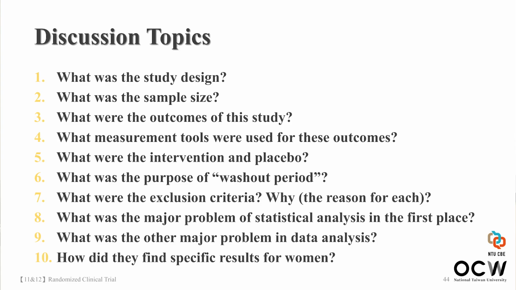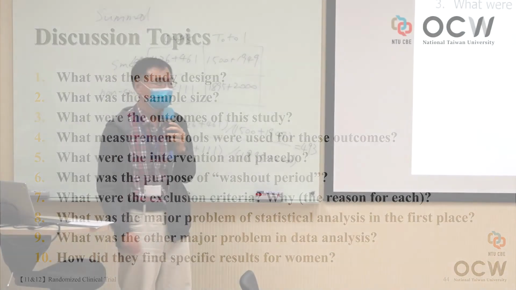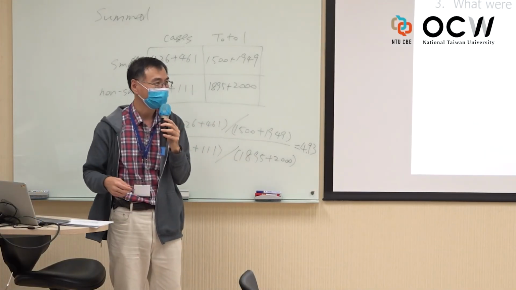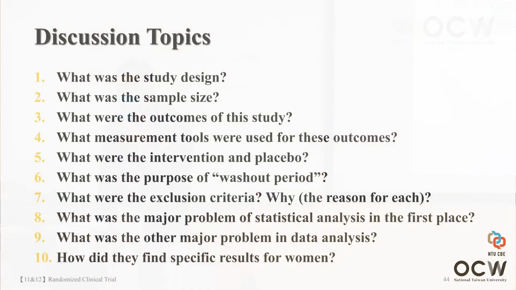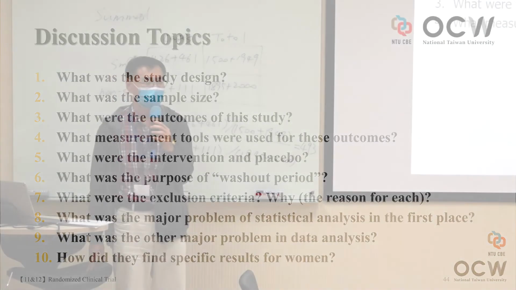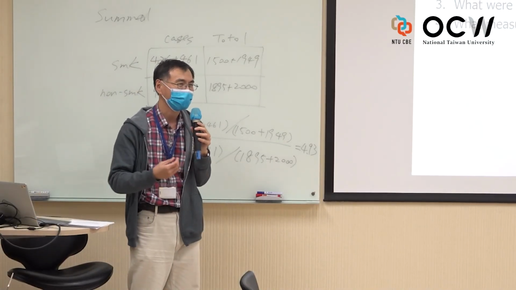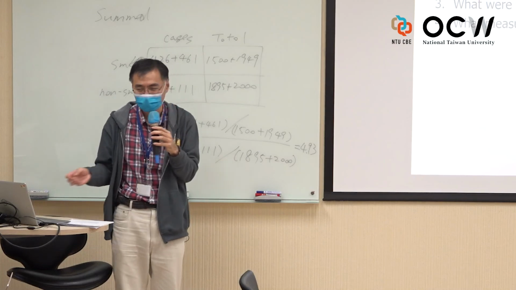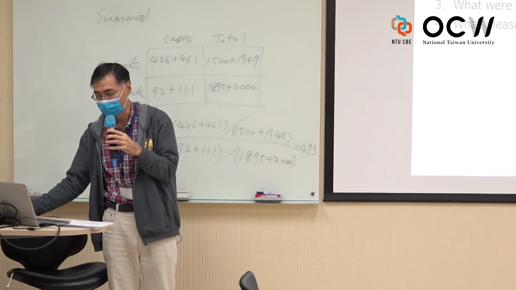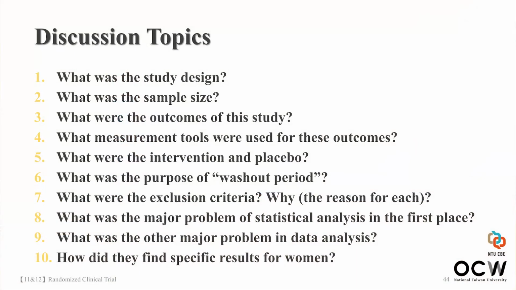What was the study design? Of course, randomized controlled trial, right? What was the sample size? You could find it easily in the abstract. What is the outcome of the study? It's even covered by the title already. And what measurement tools were used for these outcomes? About the sexual image, the psychological measures. Of course, they use a tool to do it, right? And what were the intervention and placebo?